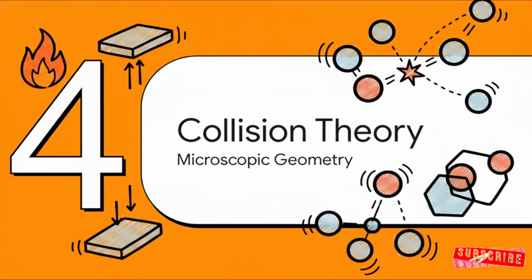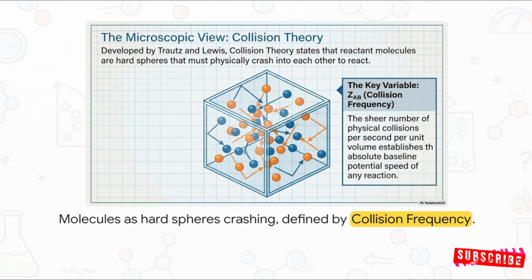Let's shrink down and look at the microscopic geometry. Developed by Max Trautz and William Lewis, collision theory strips away all the mathy complexity and asks us to imagine reactant molecules as simple, hard little spheres just bouncing wildly around in a box. For them to react, they must physically crash into each other. This introduces a really key variable, Z, or the collision frequency. It simply measures the sheer raw number of physical collisions happening per second per unit volume. This sheer volume of microscopic crashes establishes the absolute baseline potential speed of any chemical reaction.